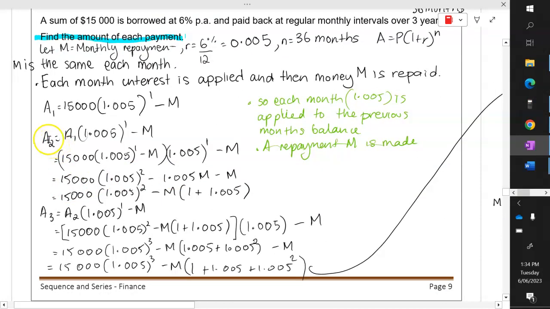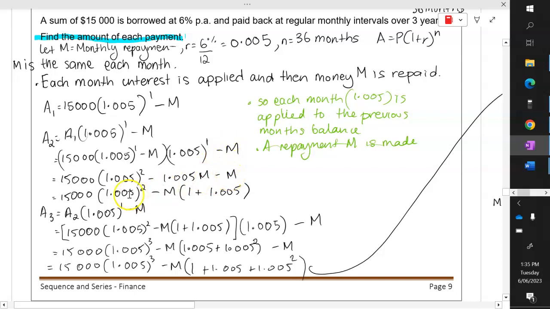But what's going to happen is at month number 2, we're going to get our amount that we had before at A1 and apply interest to that amount for 1 month. And then we're going to take our repayment out. But this A1 is this value here. So I'm going to substitute that value in, which is right here. And I'm timesing it by this 1.005, which is this amount here, and taking off the M. So when I expand that out, I'm expanding this to the first term and this to the second term. I get 15,000 times 1.005 squared, minus 1.005M, and that minus M stays there.